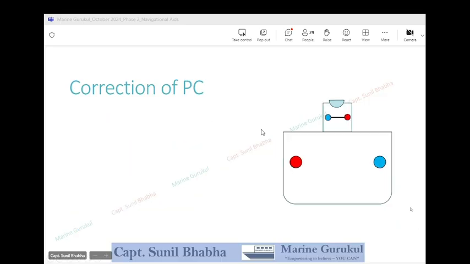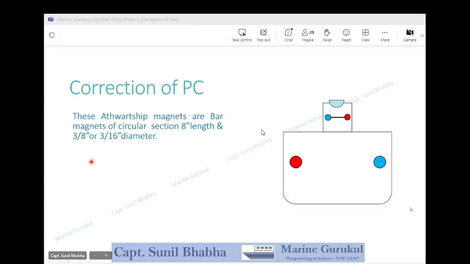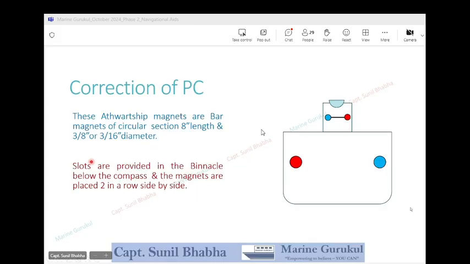The magnets which are used for correction are exactly similar to the ones which were used for correcting permanent B. So these outward shape magnets are bar magnets of circular cross section, which are 8 inches long and having 3 by 8 inch or 3 by 16 inch diameters. Two thicknesses are usually provided by the compass makers. In case a powerful magnet is required, then we will be using the 3 by 8 inch configuration. And in case we need a not very powerful magnet, a 3 by 16 inch diameter magnet can be used.